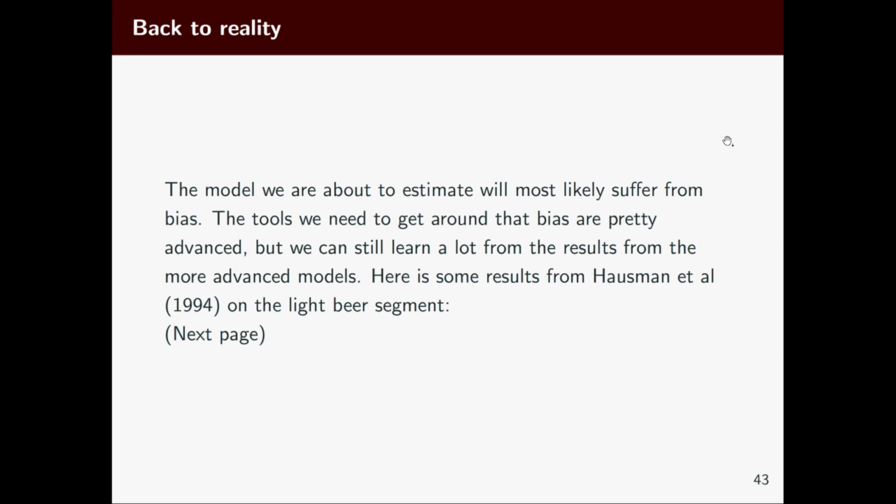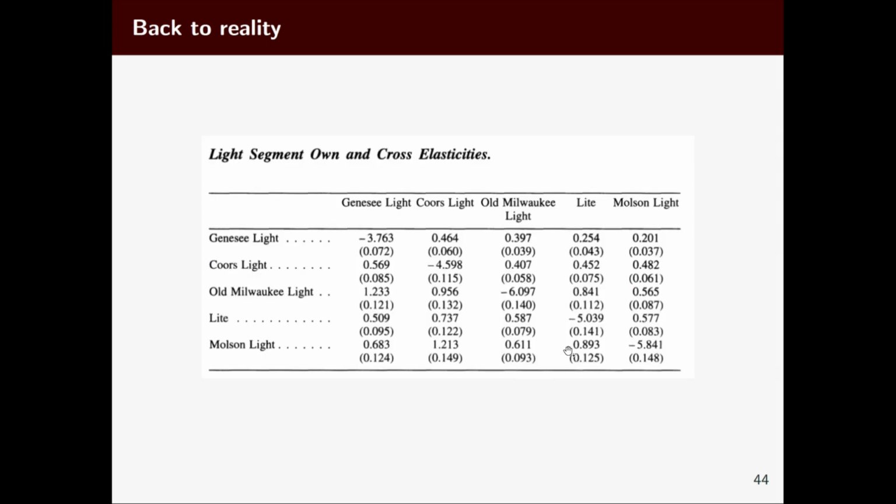Okay, so here's some results from a somewhat famous paper on light beer. So here is a table of estimated own price and cross price elasticities for 5 different types of light beer using real demand data from the 90s. Okay, so this is typically what you're going to see in academic papers or how a lot of analysts present their results. It's just kind of a big table that can be pretty intimidating. What we're going to focus on is this diagonal here. So how to read this table is, these are just the coefficient estimates.